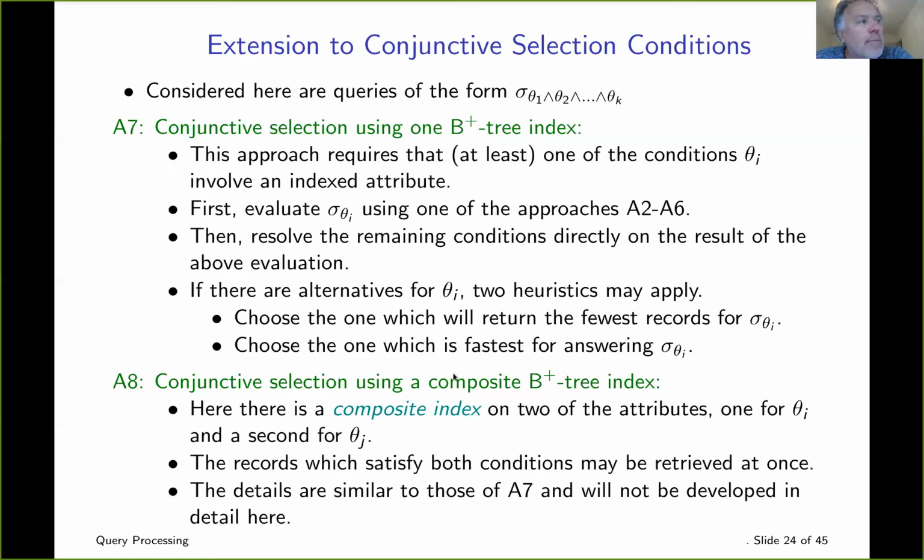You could also remember, though, that you might actually have a B+ tree that has been built on that exact conjunction. In that case, you probably want to just use that, right? Because it was built for that, and so why not use it? So that might be another strategy. So there might be a choice here.